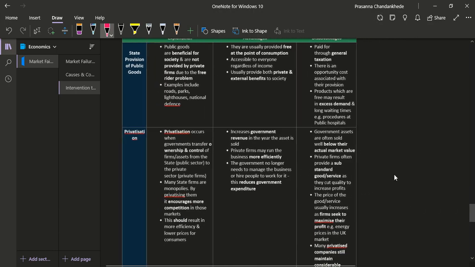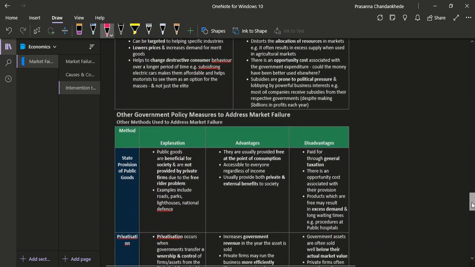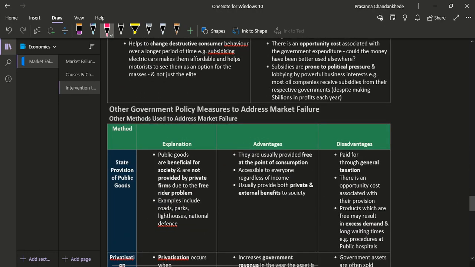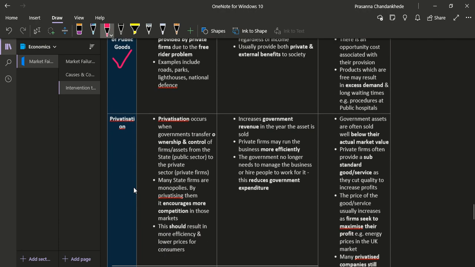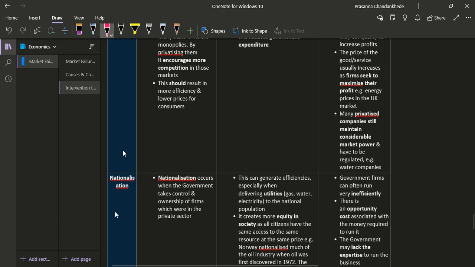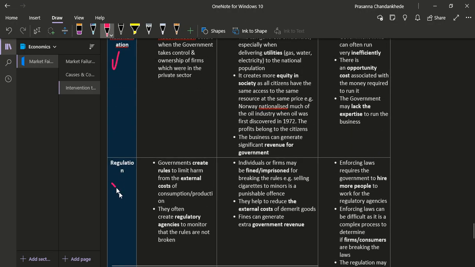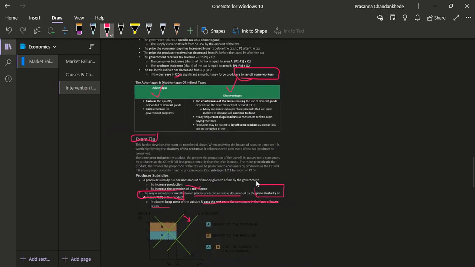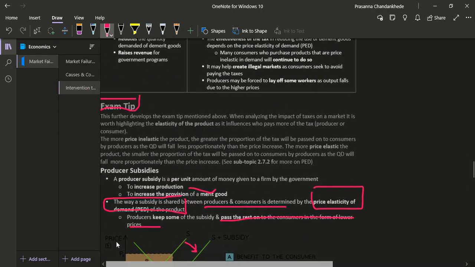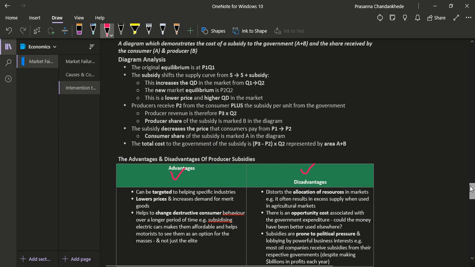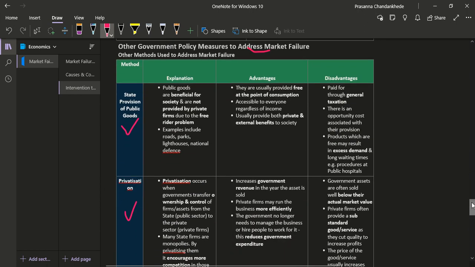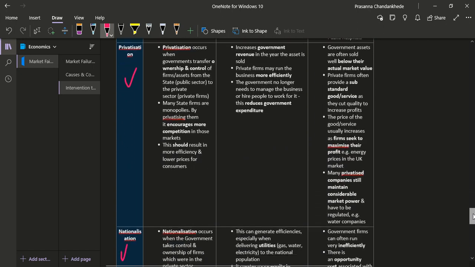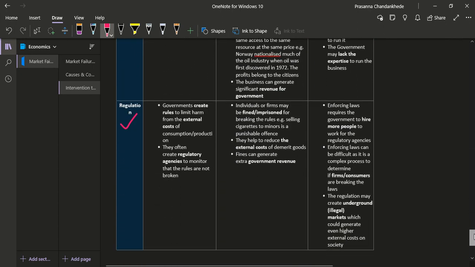Let me just decrease this. Other government policy measures to address market failure: one is the state's provision of public goods, privatization and nationalization, and regulations. Let me just minimize this. I'm not going to waste too much time on this due to the video limit, but pause the video, read each of these, and hopefully it will help you in your exams.